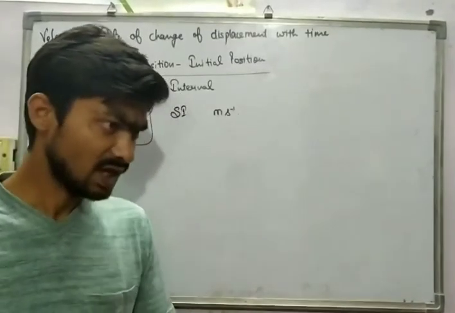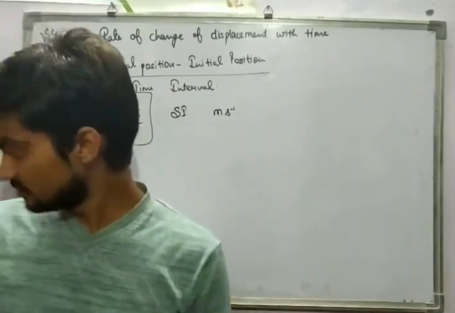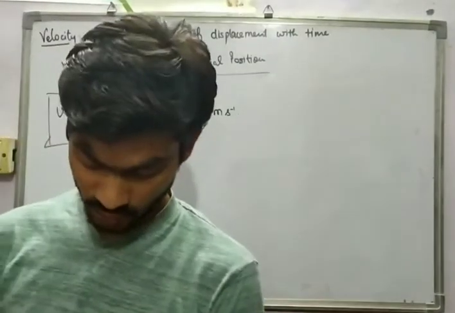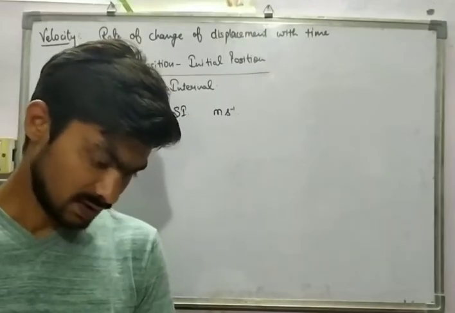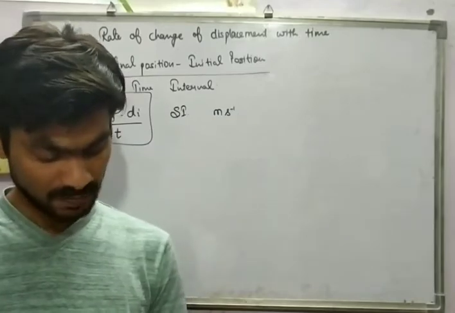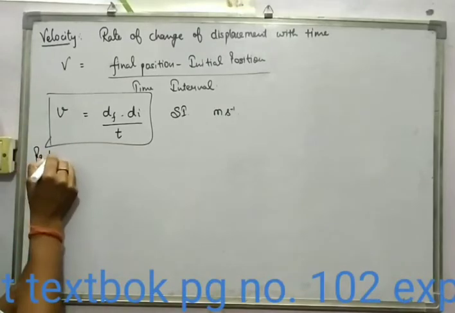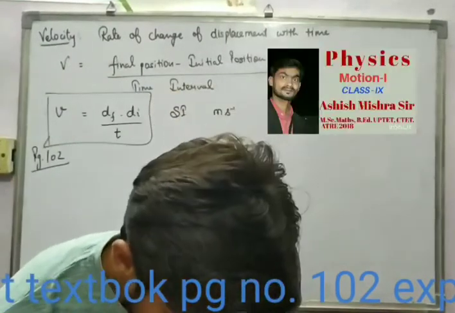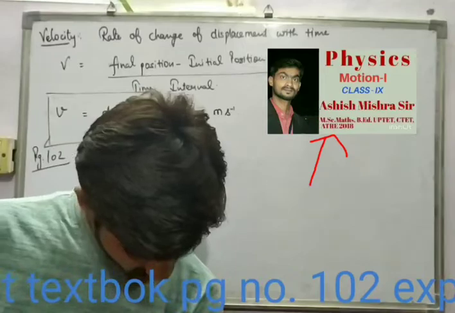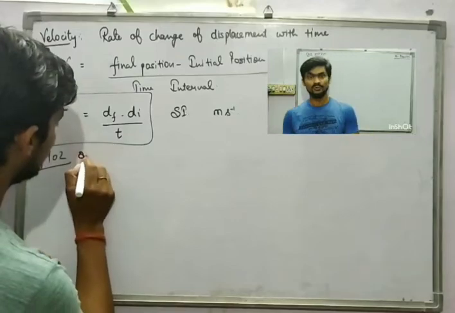Correct? After this we have to study about graphs. But before going there, I'll discuss some questions of your textbook. So one question is there that I'm going to tell you, on page number 102. Page 102, and the question is, odometer of a vehicle reads 24 km at the start of the trip. This is the example 8.2 I am discussing.